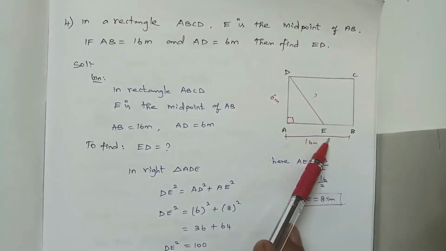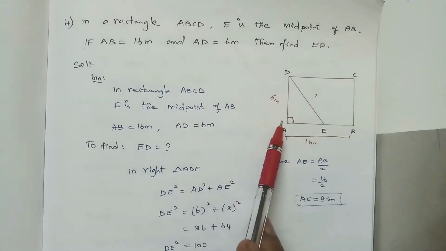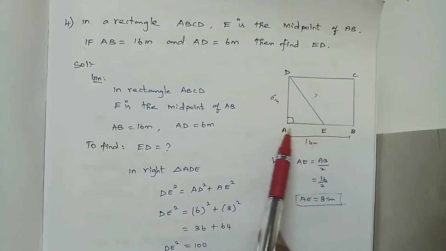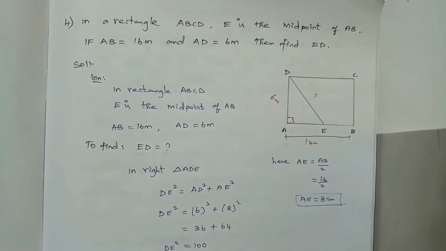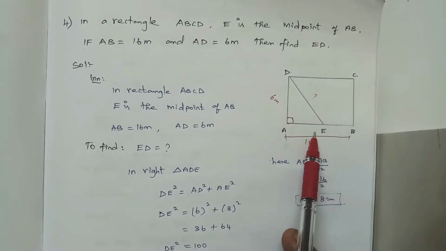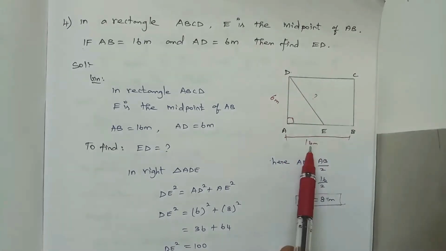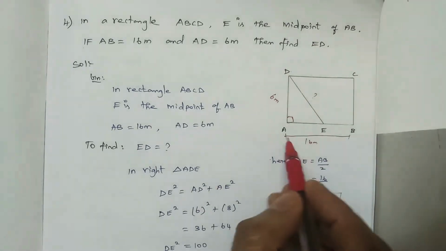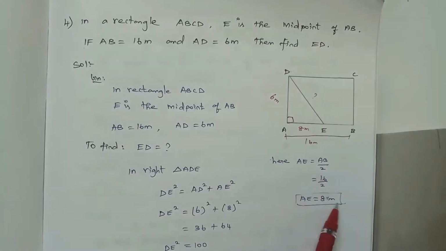So DE square is equal to AD square plus AE square. We know the value of AD, but we don't know the value of AE. But we can find AE. We know AB is 16 meter, and E is the midpoint of AB. Then AE is equal to half of 16 meter. So AE is AB by 2, that is 16 by 2, 8 meter.